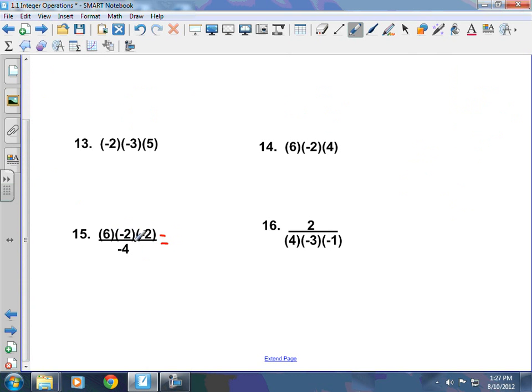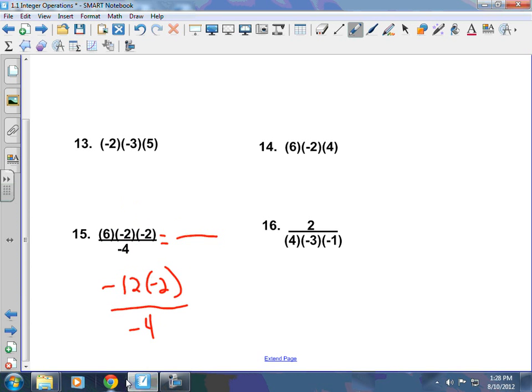How am I going to do number 15? Well, the first thing you have to do is simplify the top. So, we're going to take this 6 times negative 2. Is my answer going to be positive or negative? That's right, it's going to be negative. 6 times negative 2 is going to give me a negative 12 times negative 2. Notice how I just did the first step. I didn't go 6 times 2 times negative 2 times negative 2. That's a very easy thing to do to not make a lot of mistakes. Do it slow, one step at a time, and rewrite it.